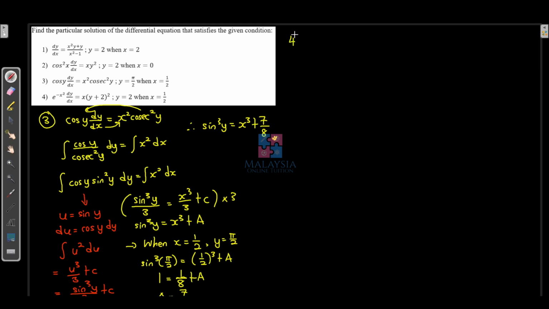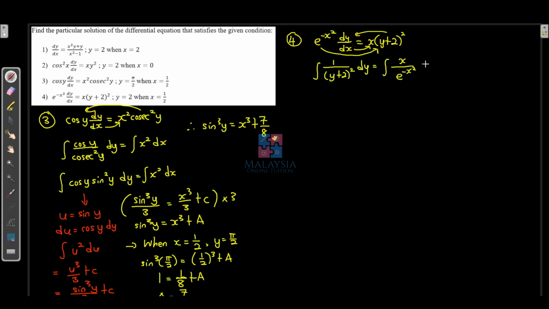And for part 4, we have e to the power of negative x squared dy/dx equals x (y plus 2) squared. As usual, separate the variables first. Our x is going to go to the right hand side, and our (y plus 2) squared is going to go to the left hand side, and our e to the power of negative x squared to the right hand side as well. So we will have integration 1 over (y plus 2) squared dy equals integration of x over e to the power of negative x squared dx.